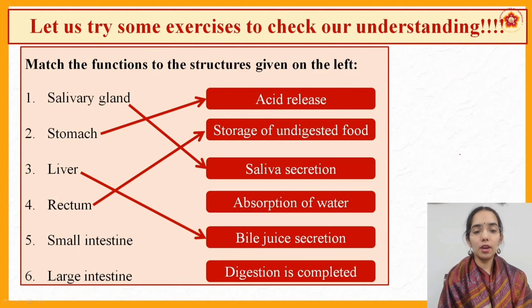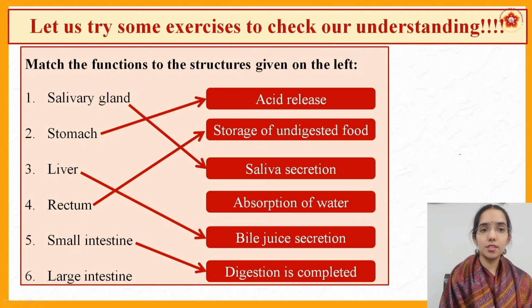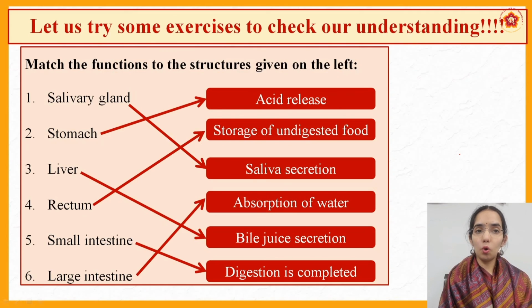The function of small intestine is that digestion is completed in this area. So that's the main thing that happens in small intestine, completion of digestion. And in large intestine, the main function of large intestine, what is it? It is absorption of water.